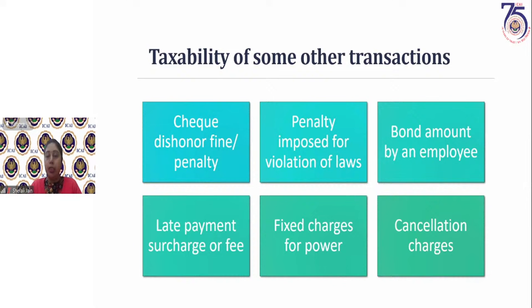Company does not want that employee to leave early. They want that employee to be there because they have spent so much. Sometimes they spend on their training. Initially, during the orientation period, companies spend so much on the training of the employees. And if those employees leave immediately after 1 month's training, that is not the intention. They want to retain that employee, and that is why they have inserted this bond amount clause.